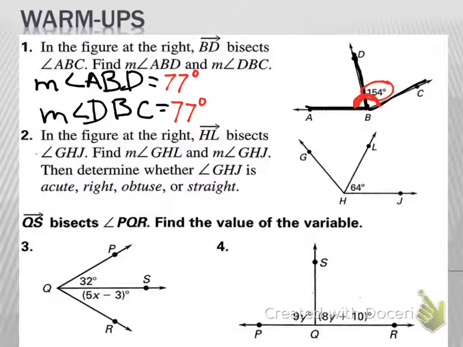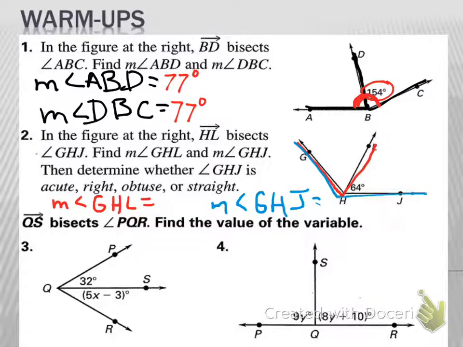All right, the other one is kind of a different setup. We still have an angle that's being bisected by a ray. In this case, it's ray HL. We are asked for the measure of GHL. GHL is this little one. But then we're asked for the measure of GHJ, which is the big one. So, any ideas?